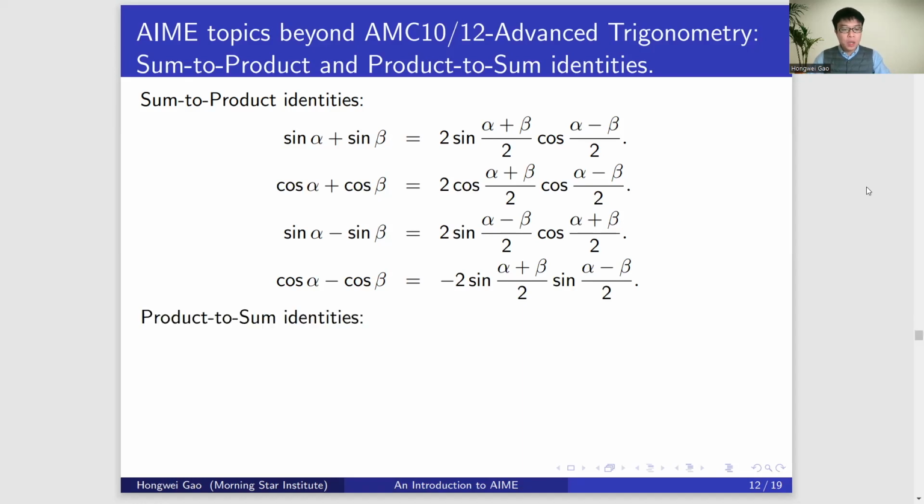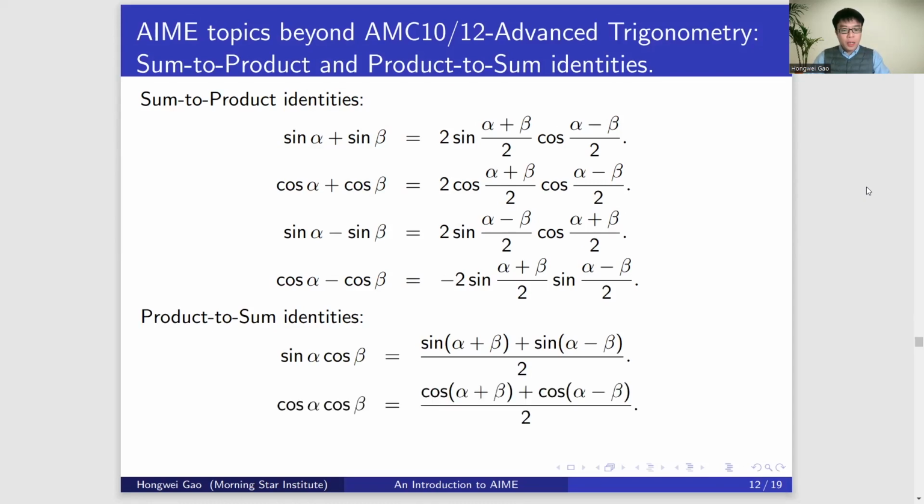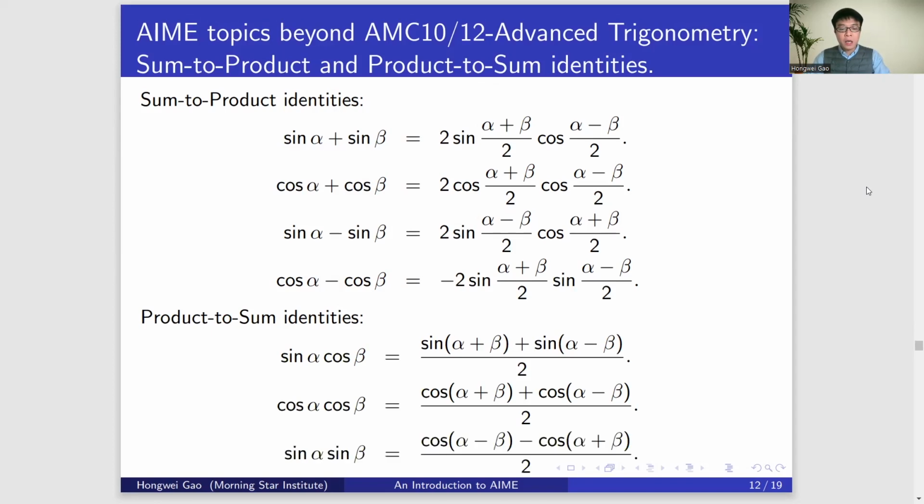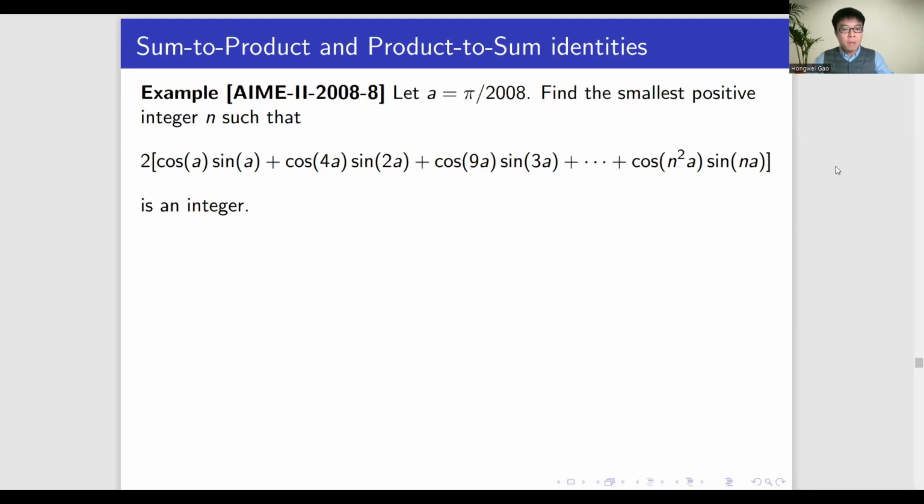Now for the product-to-sum identities, we have sine alpha times cosine beta. It is 1/2 of (sine of alpha plus beta plus sine of alpha minus beta). Similarly, cosine alpha times cosine beta is equal to 1/2 of (cosine of alpha plus beta plus cosine of alpha minus beta). Lastly, we have sine alpha times sine beta with a similar expression on the right. Here is an AIME question in which we can use a product-to-sum identity.